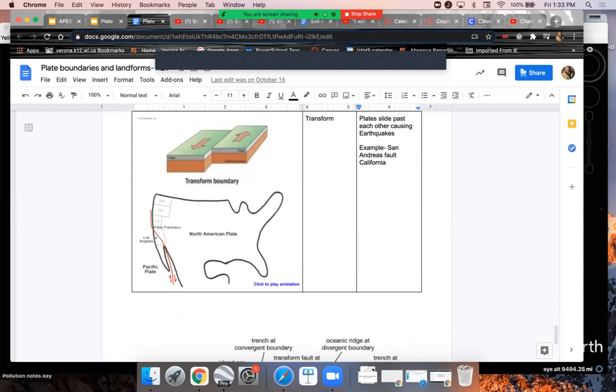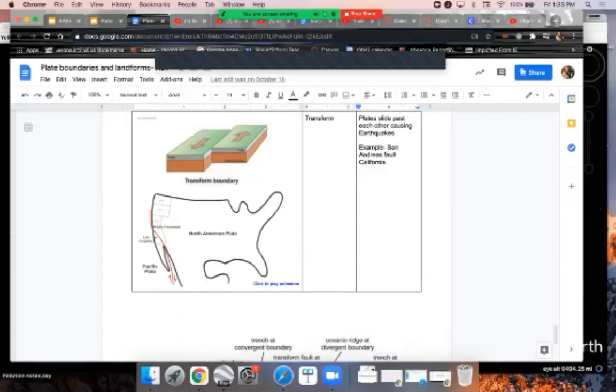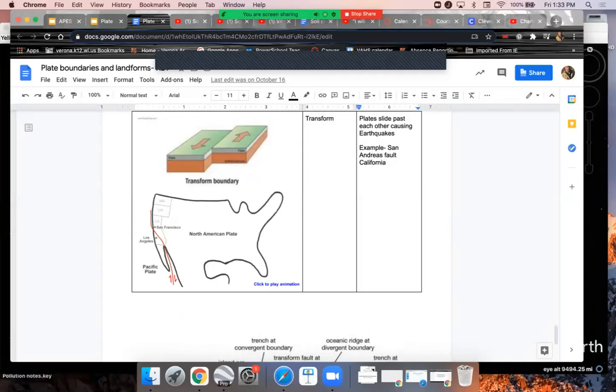The last type of plate boundary is a transform boundary. And transform boundaries are not moving into each other. They're not moving apart. They just slide past each other. And the most common example of this is right here in the United States. It is the San Andreas Fault.